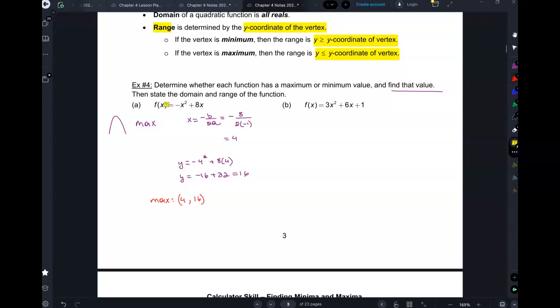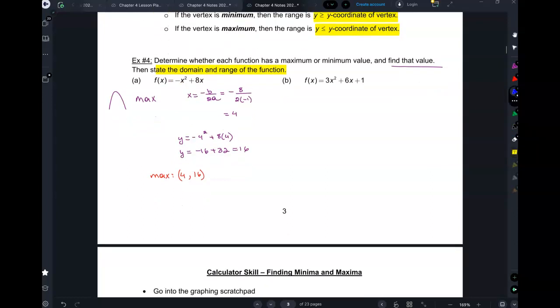Next, it says to state the domain and range. So let's do that. What's the domain? All real numbers. Range. It's going to be y something 16. It's always going to be either y is less than or equal to, or y is greater than or equal to. You're always going to use that number 16. So what do you think? If this is a maximum, the range is going to be y is less than or equal to 16.